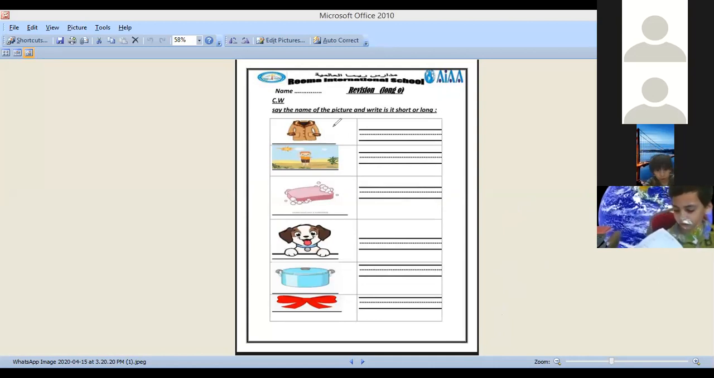Okay, KG, what do you see in this picture? Now, start, Muhammad Sadiq. Start answering with me. Unmute yourself, Muhammad. What is this, Muhammad? Coat. How can we cut and blend coat? K, and your letter? E.